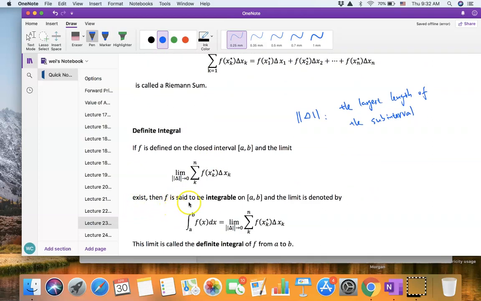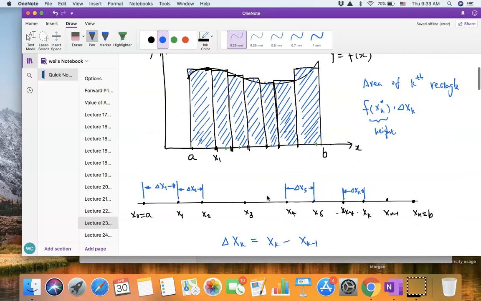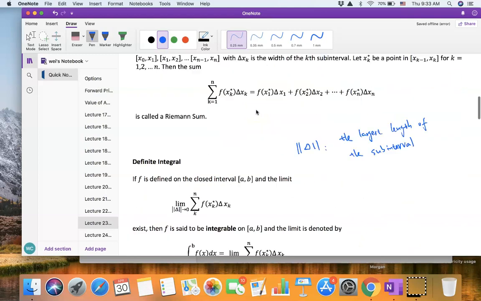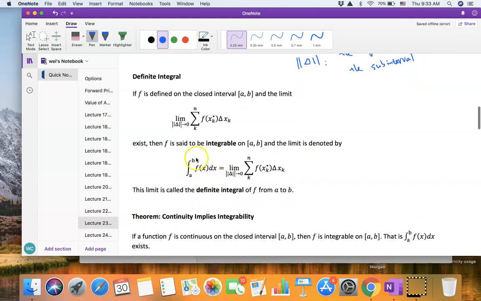then we say the function f(x) is integrable on AB, on this closed interval, and this limit, the limit of this Riemann sum, we can represent by this symbol, which is called the definite integral of the function f(x) from A to B. So what this means is if the limit of this Riemann sum exists, then as we learned in the previous video, this limit will give us the exact area of this bounded region.